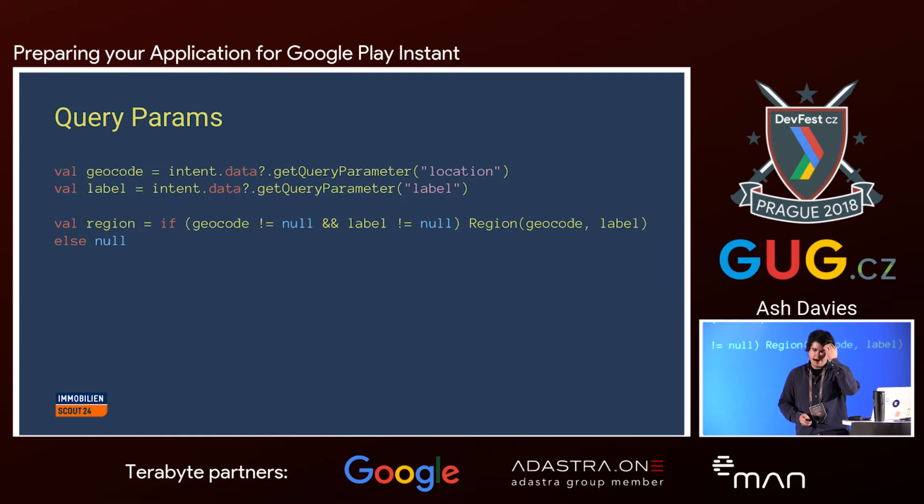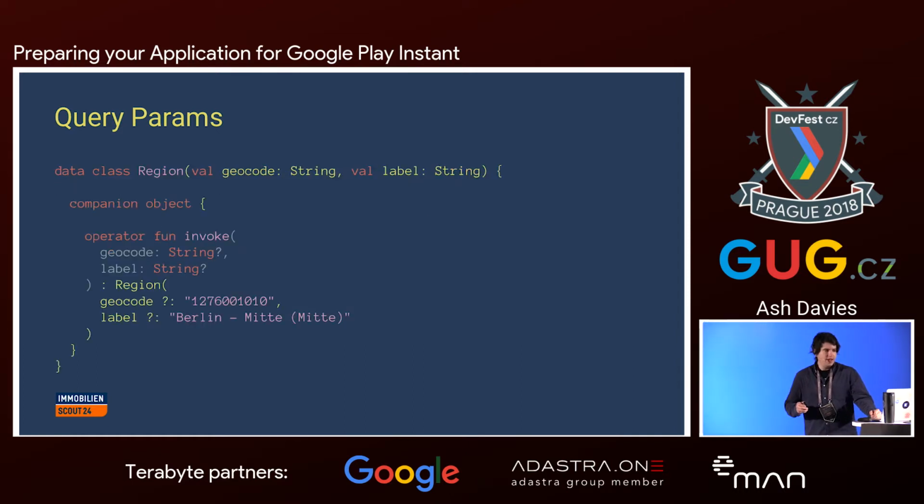So if you're not already using Kotlin, you'll use Kotlin. It's amazing. It's the best thing ever. So this is a class we have, one of our data classes. This is the region. And you notice here that we've got a string for geocode and label as the constructor. And we've also got this companion object with the region, which has a string and label as nullable parameters.